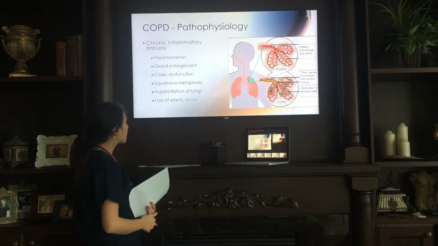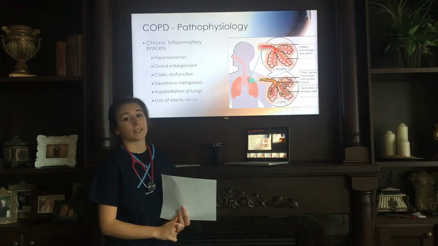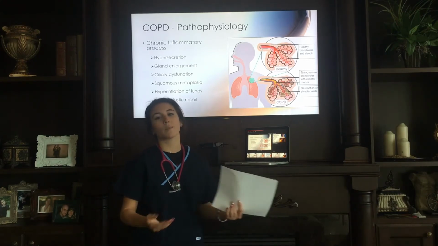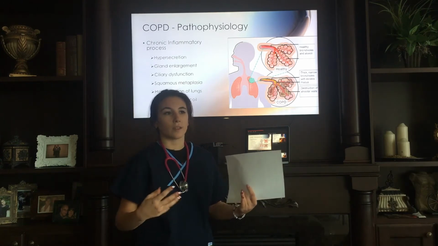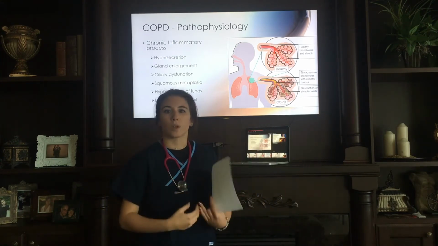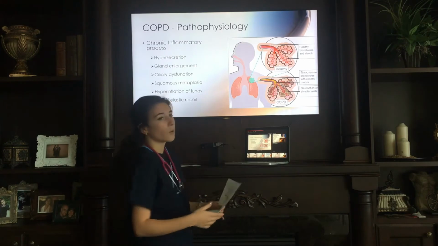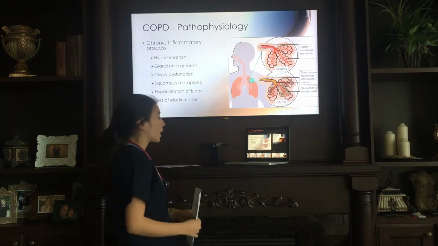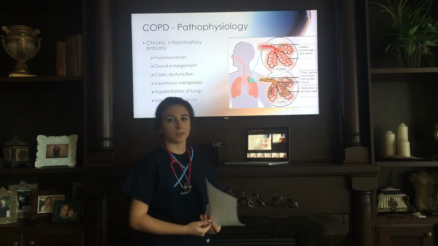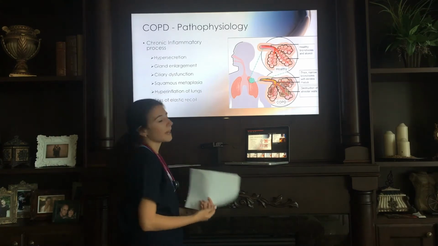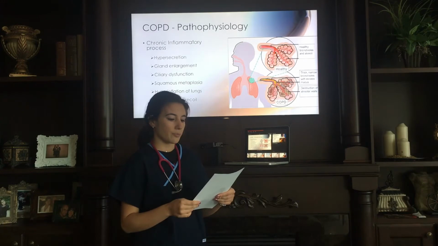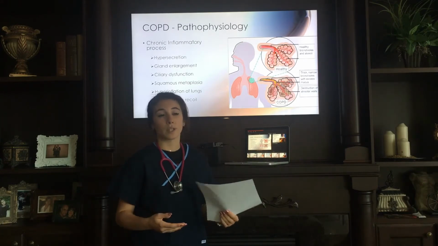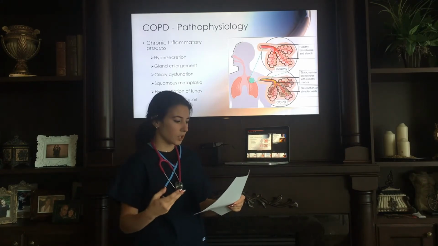There's going to be hyperinflation of the lungs and loss of elastic recoil. That's important too, because that provides your lungs with the chance to expand and then recoil, right? But with the loss of recoil, they're not going to be able to breathe as well. And gland enlargement, that's just connected to the enlarged submucosal glands, so that's going to lead to the hypersecretion, right?